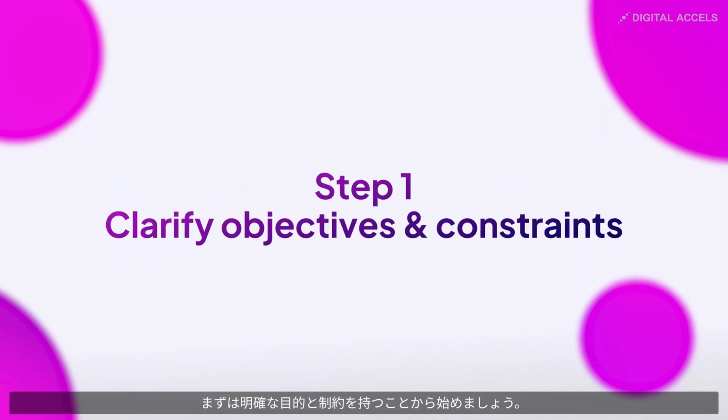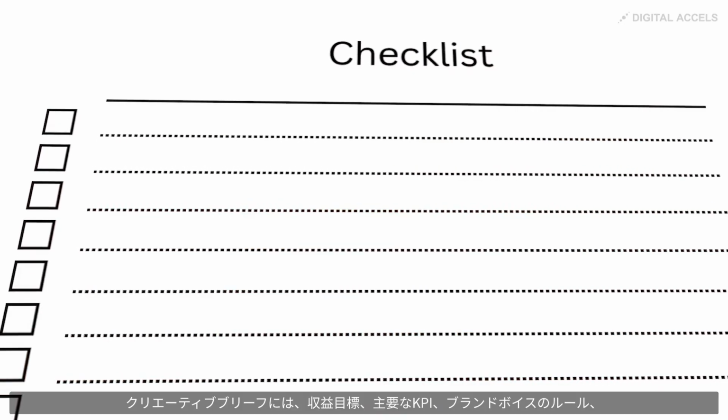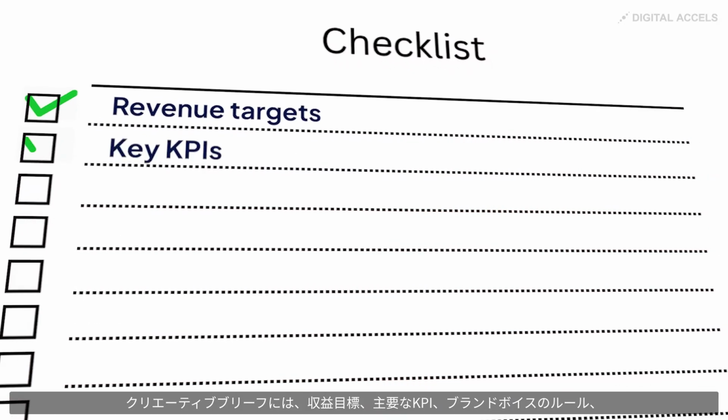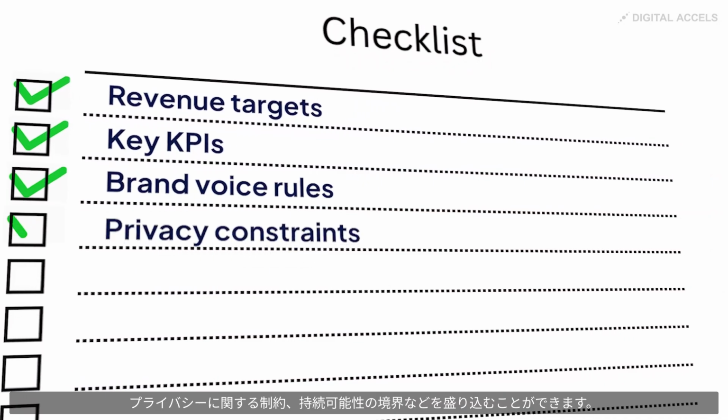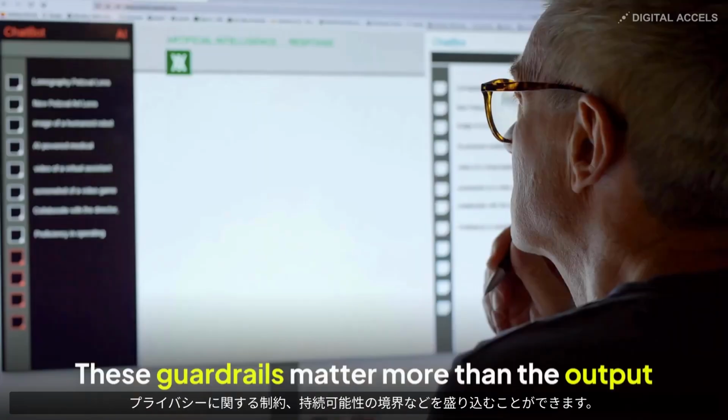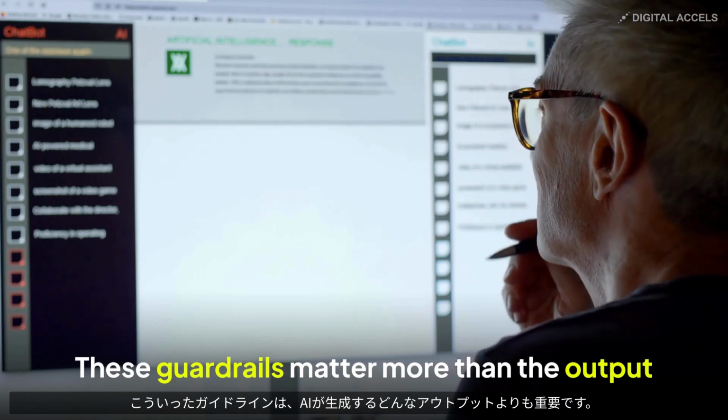Start by having clear objectives and constraints. Your creative brief can include your revenue targets, key KPIs, brand voice rules, privacy constraints, and sustainability boundaries. These guardrails matter more than any output AI generates.